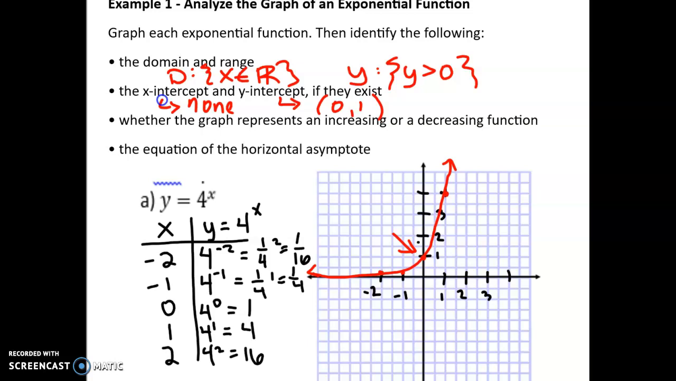Now this graph, is it increasing or decreasing? It's increasing because it's going up as it goes from left to right. And the horizontal asymptote should be at y equals 0 because it would have an asymptote right along that x-axis.